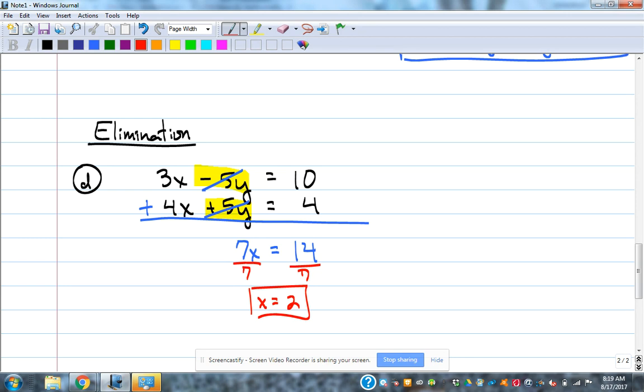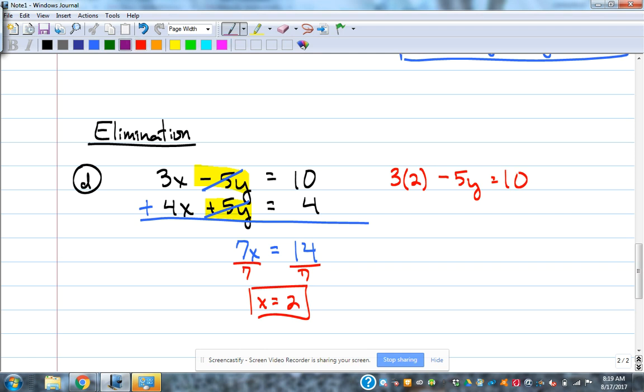Not as easy to get y with elimination. So you've got to plug that x in somewhere. You pick your poison, whichever one you think's the easiest. I usually just by default, because really none's easier than other, I just go to the top one and go, okay, well, that's 3 times 2 minus 5y equals 10.